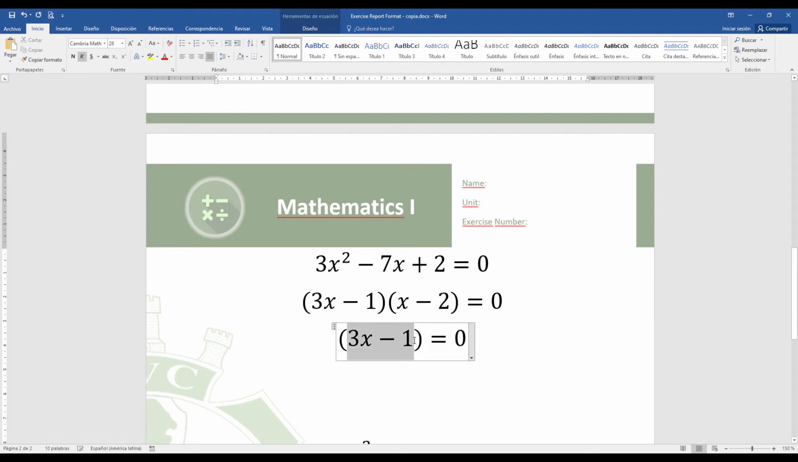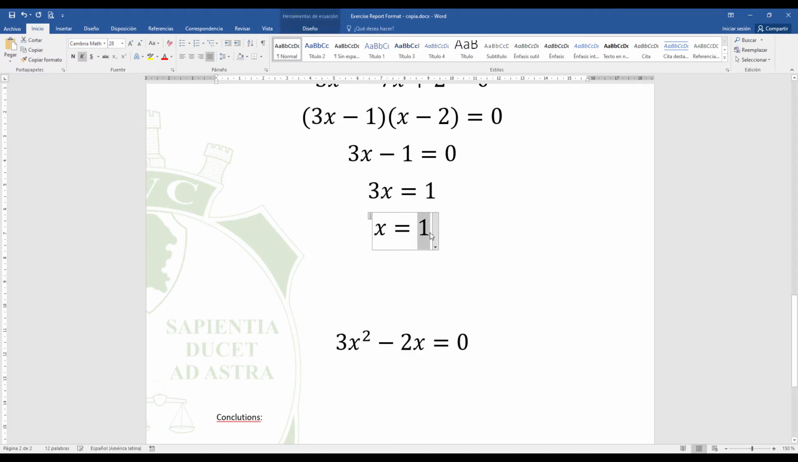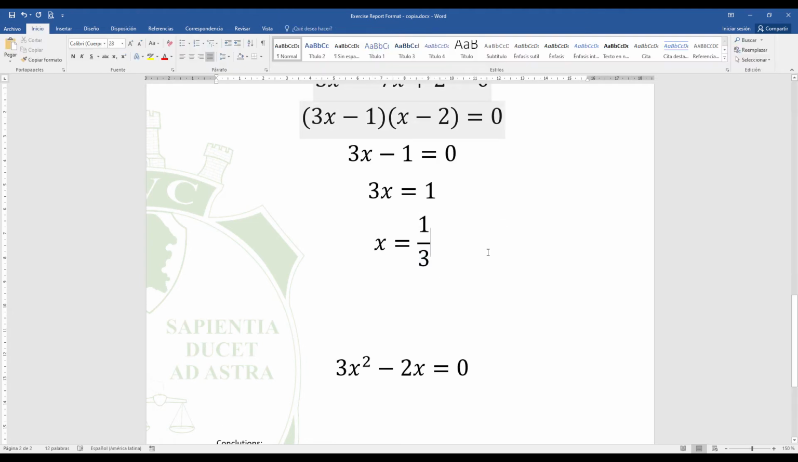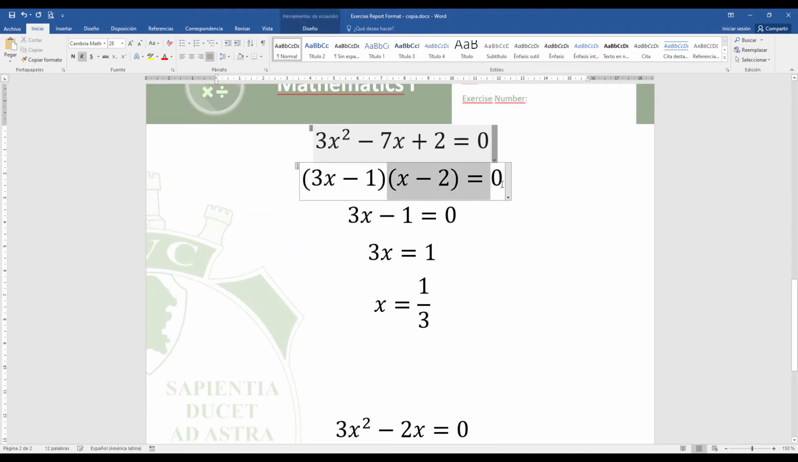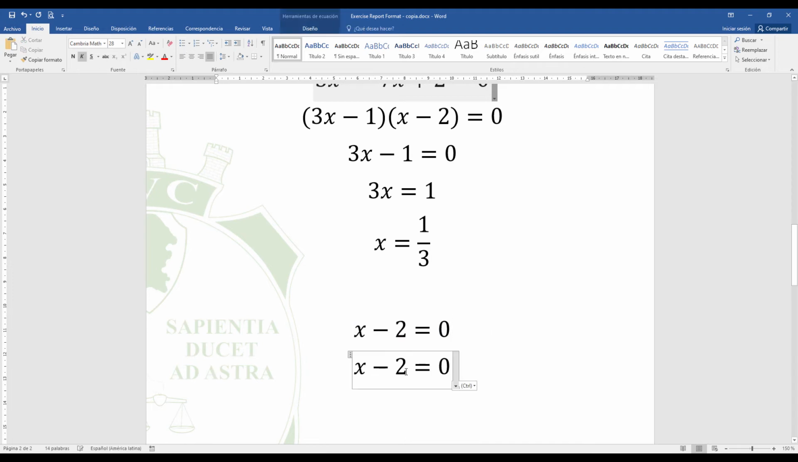You need to get it out of the parentheses and pass it to the other side. The number 3 passes to the other side, dividing. Now the other factor: you need to get it out of the parentheses and only pass it to the other side. This is 2.